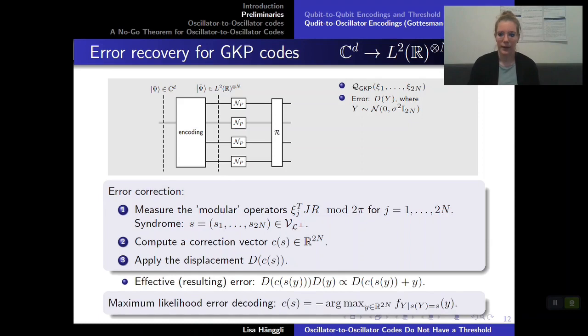And an important example for the choice of the vector c is the one that corresponds to maximum likelihood error decoding, and is also the one that we will consider throughout this talk. There one aims to find the most likely error to have caused the syndrome given the error distribution. And we then take c to be minus this most likely error vector.